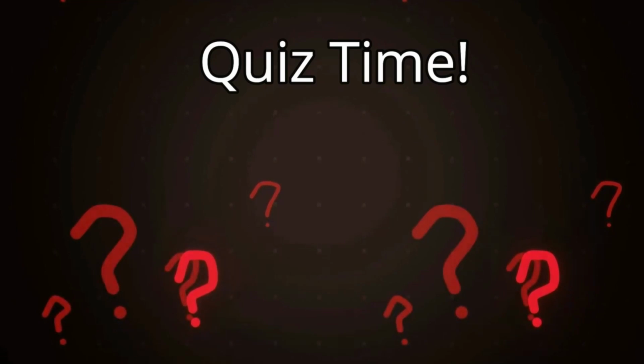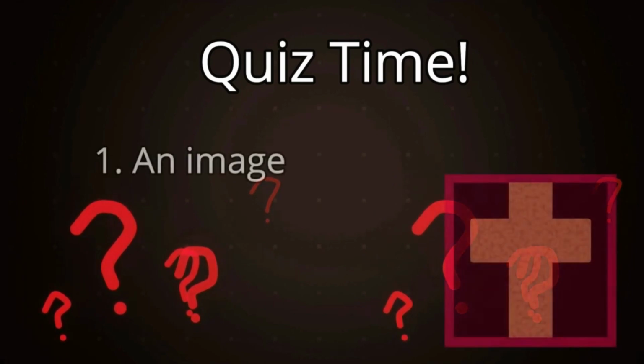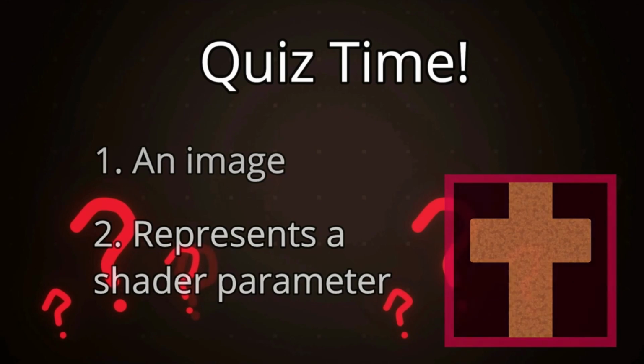Number 1. What is a texture bake? A texture bake is an image that represents one of the parameters of our material. Today, we covered how to bake a base color texture, but there are other types of texture bakes as well, which we will cover later.